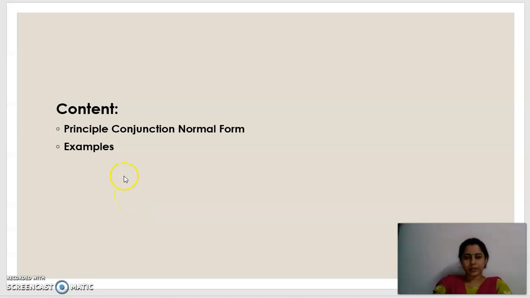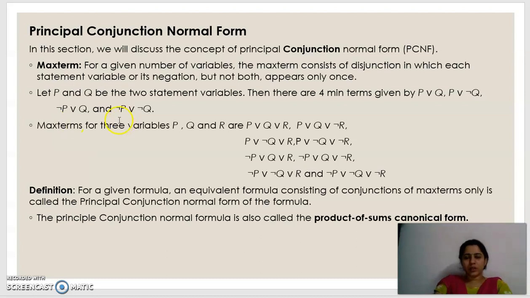And the topic is principal conjunction normal form. We have already seen principal disjunction normal form and the two basic normal forms, conjunction normal form and disjunction normal form. This principal conjunction normal form is similar to principal disjunction normal form. There, in principal disjunction normal form, we use the min terms. Here in principal conjunction normal form we use max terms.